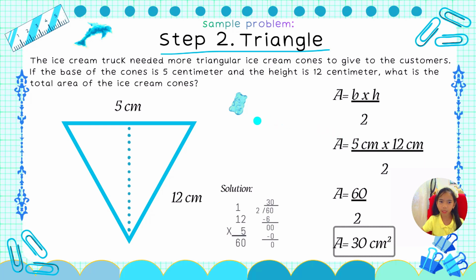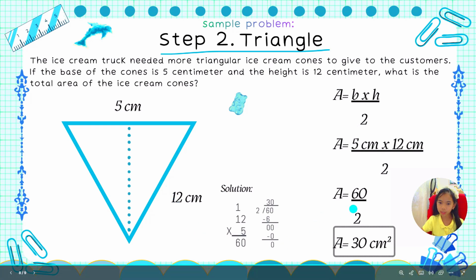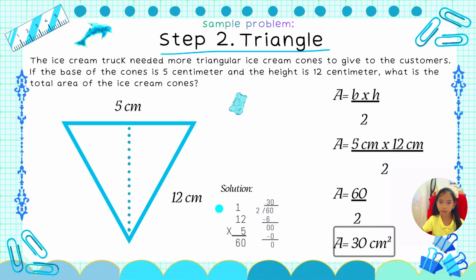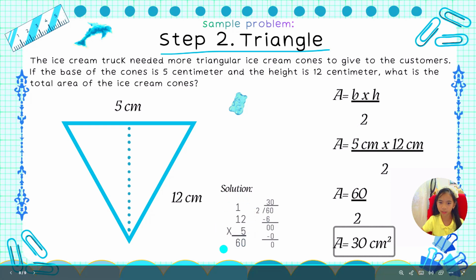So the given base is 5 centimeters and the given height is 12 centimeters. So 5 times 12 equals 60. Here's my solution on how I got 60. So 60 divided by 2 is 30 centimeters squared. So here we have the final answer. And here's my solution on how I got 30 centimeters squared.